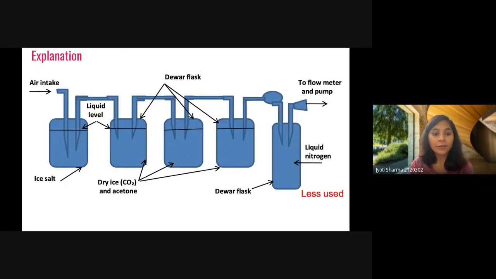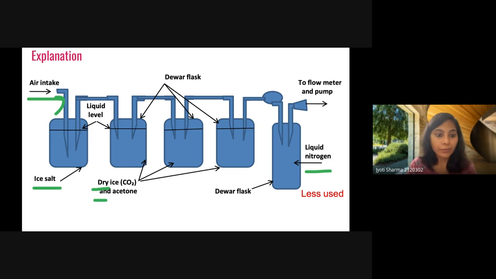And just see here, what we have to do is, when the air is coming into that container, it should have a chemical that can maintain a very low temperature. So firstly we will have ice salt, then the air will go and pass through the dry ice and acetone, then there will be liquid nitrogen, and these are the sequential steps.